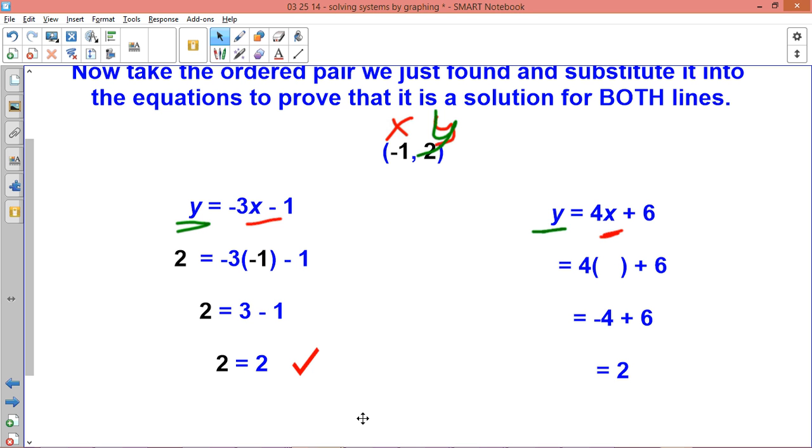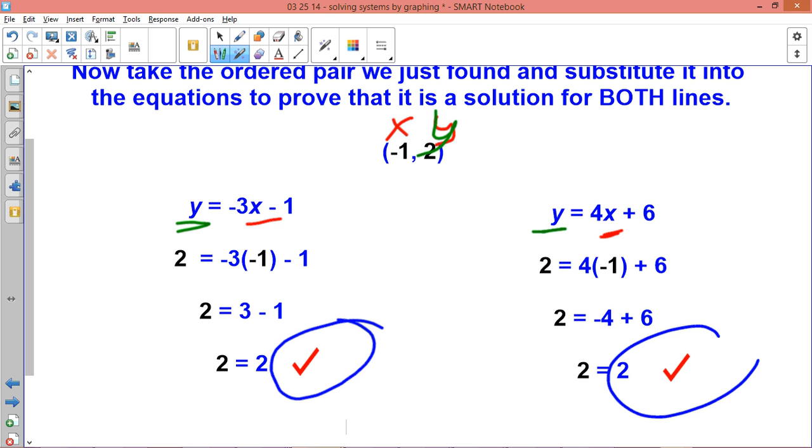Now let's check it on the second one. Y is 2, x is negative 1. So 2 equals negative 4 plus 6, which means 2 equals 2, which means I'm right again here. So this was, in fact, a solution. Once you have two check marks, you know that you had your solution correct. Okay? And then you can call yourself done.